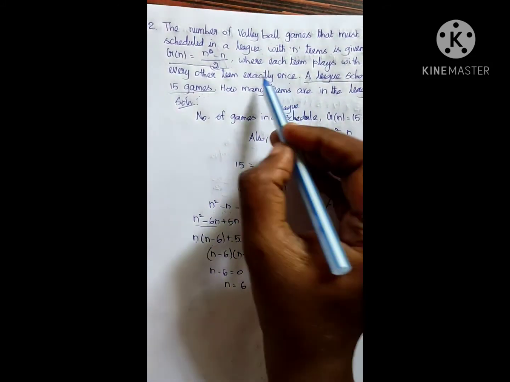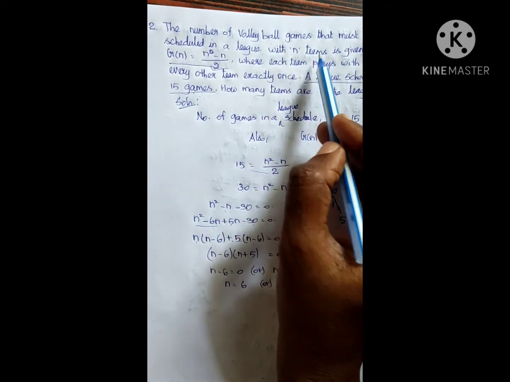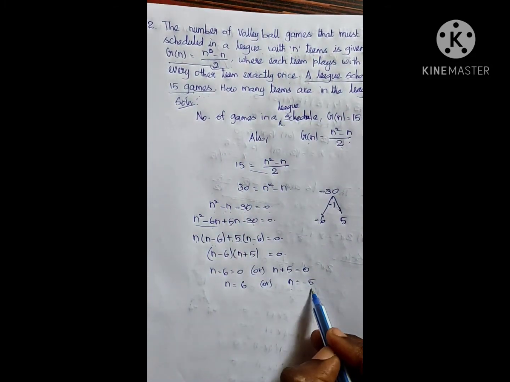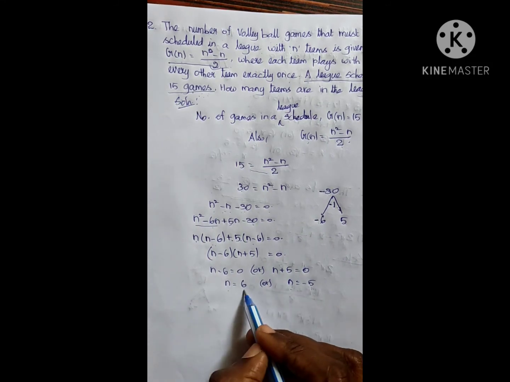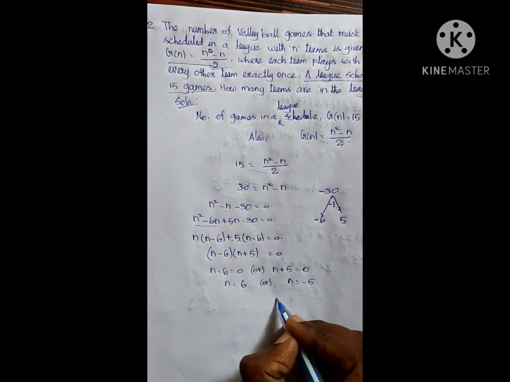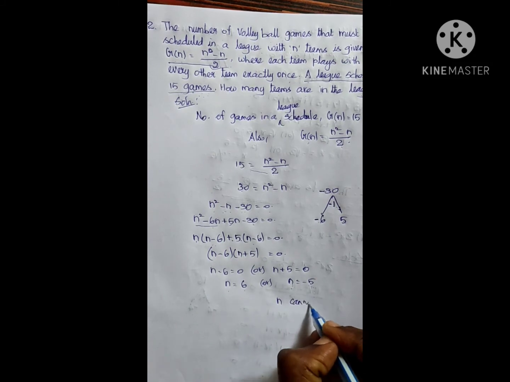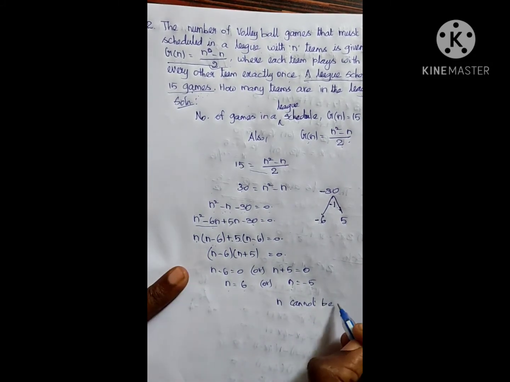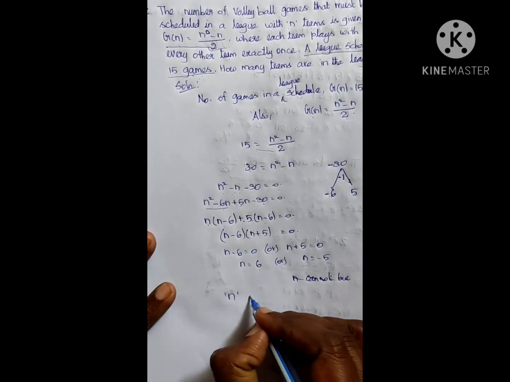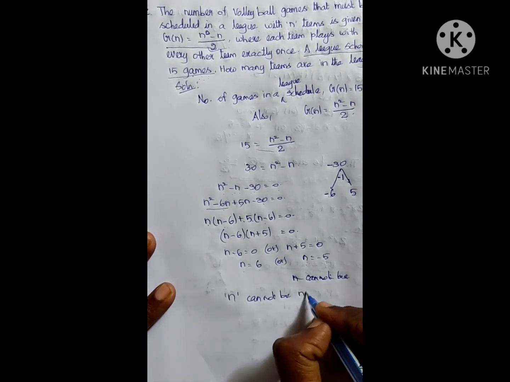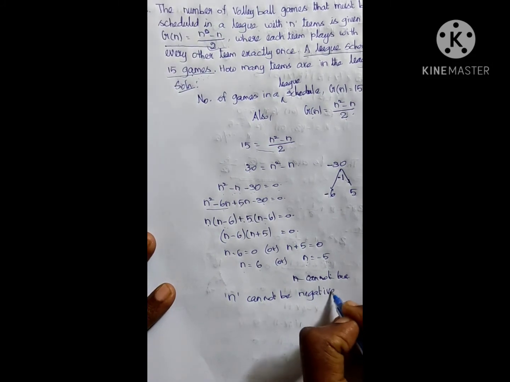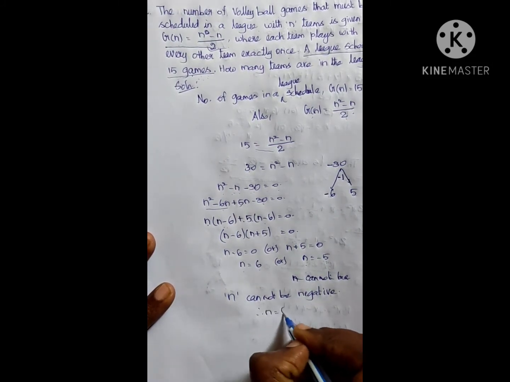See here, n is number of teams. So, number of teams won't be negative. It must be positive only. So, n equal to 6. So, here we can write n cannot be negative. Therefore, n equal to 6.